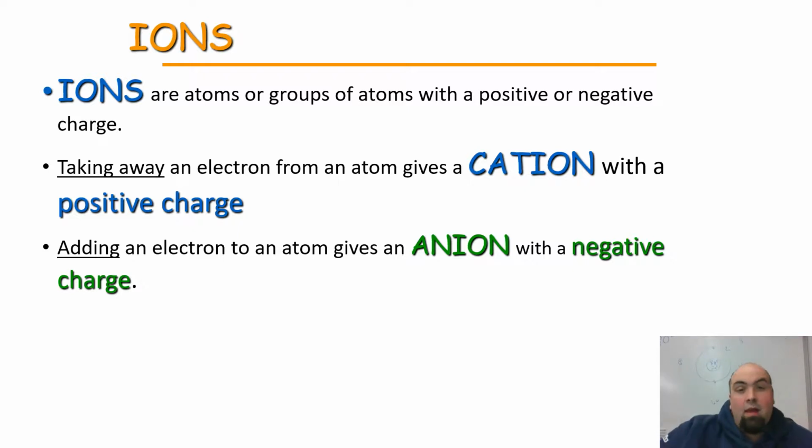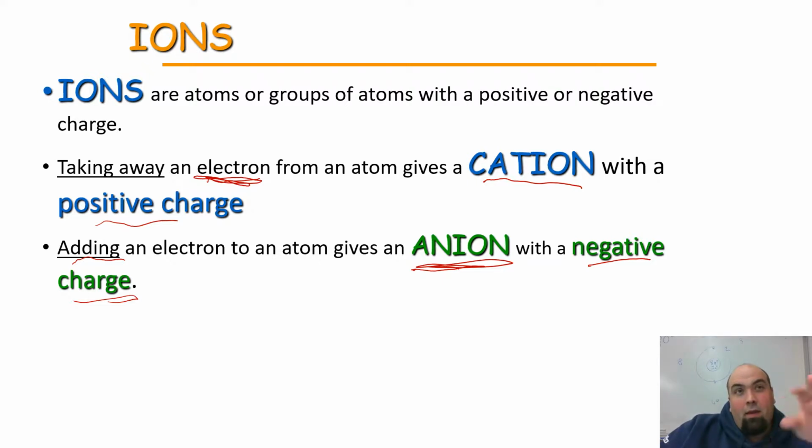So a cation is formed when you take away an electron from an atom. The key thing is that taking away of electrons forms what we call a cation. If you add an electron, then you get an anion. Cations have a positive charge and anions have a negative charge. This always throws people off because it feels backwards.